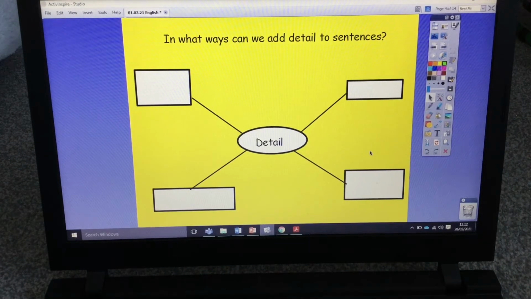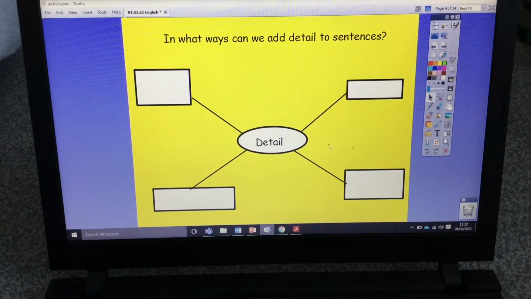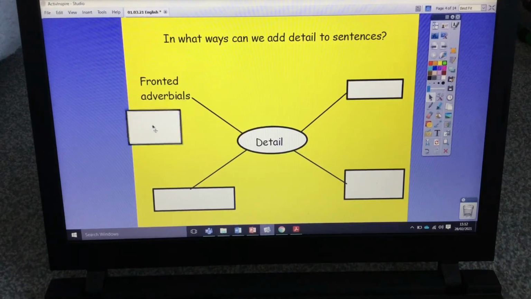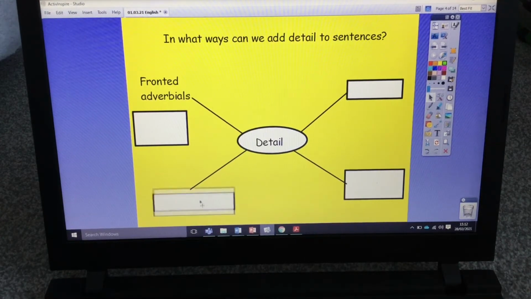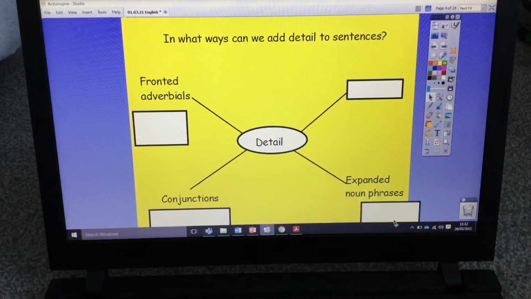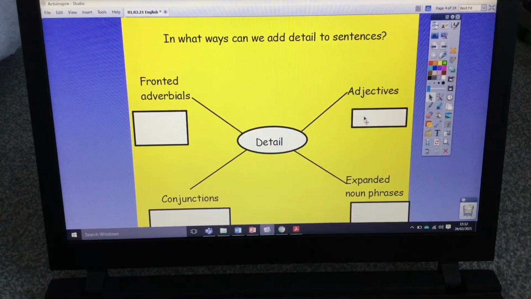Pause the video now and have a think of how many different ways we could add detail to sentences to make them more interesting. Some of the ones you may have come up with: fronted adverbials, conjunctions, expanded noun phrases and adjectives. Well done if you managed to come up with any different ones.